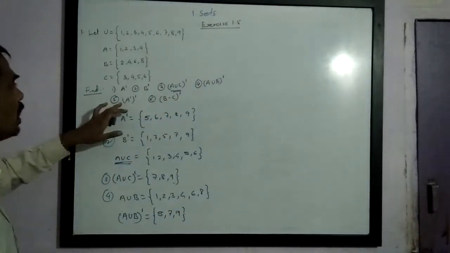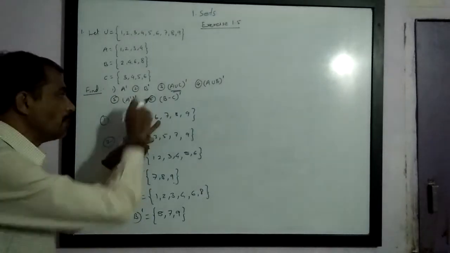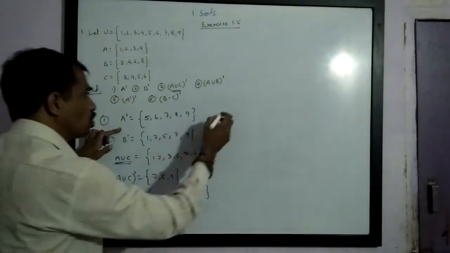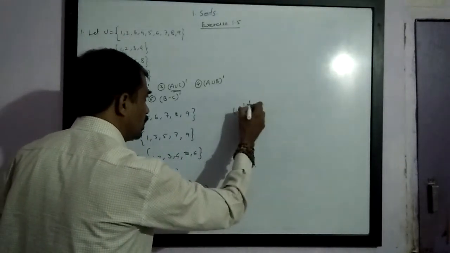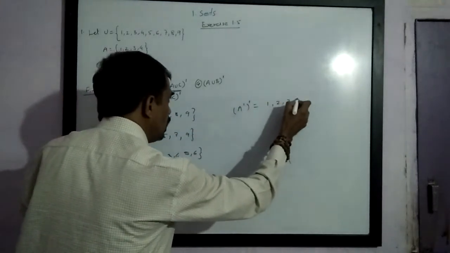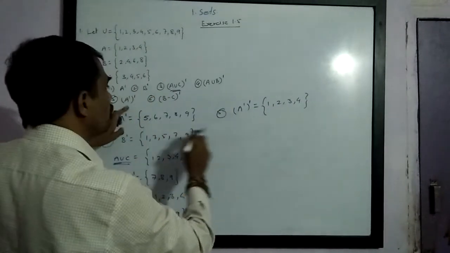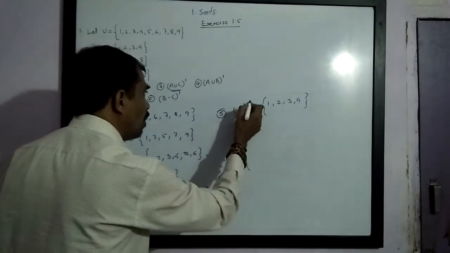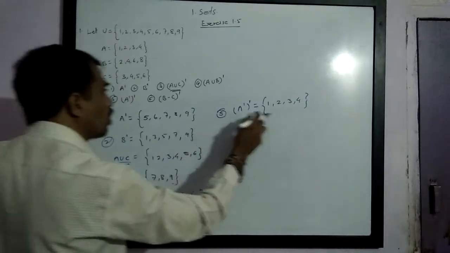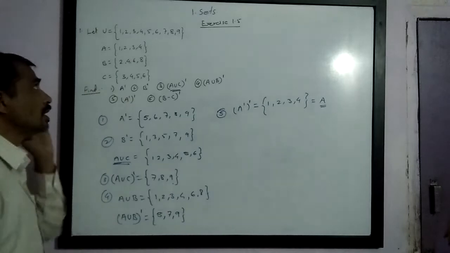Then next question is the complement of A's complement. So this is A's complement. Now its complement means which are again in the universal set but not in this set. So A's complement's complement is equal to the set of 1, 2, 3, 4. So this is the fifth question. Please note here the complement of the complement is the set itself. We have already studied the properties of complement of sets.